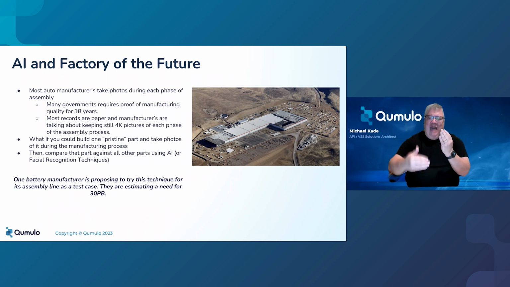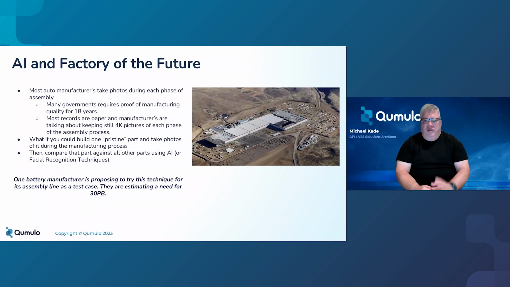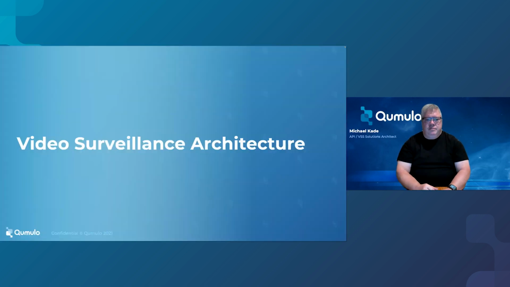And then as that gets loaded in a car, the ID of that part gets attached to that VIN number so that you have all of that within one system. And there's no humans involved in this at all. It's all through AI. As you can see down at the bottom, this manufacturer is looking at about 30 petabytes in order to store that data for one part for a car, which happens to be a battery.